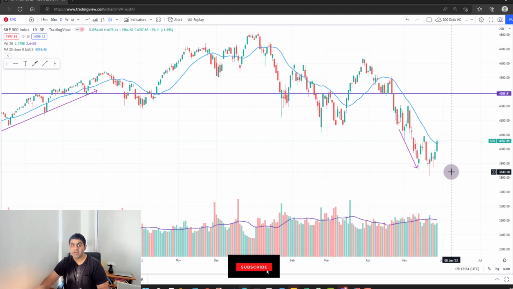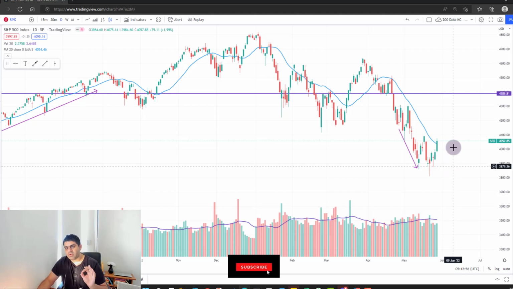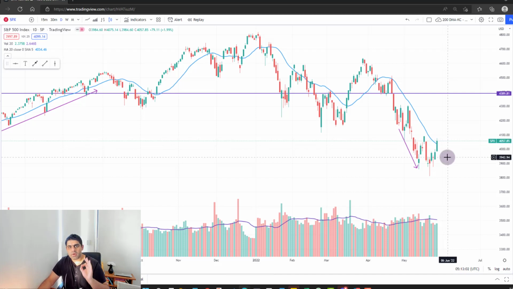The positive sign that one should look for from here is consistent closure above the 20 days moving average. If that starts happening, one can be hopeful that we will have some very good days ahead. Now, I'm not predicting whether we have seen the bottom or not, but this is a very positive sign that S&P 500 has closed above the 20 days moving average. The moment I looked at it, I thought it's a good time for me to release this video and share with you all the importance of the 20 days moving average.